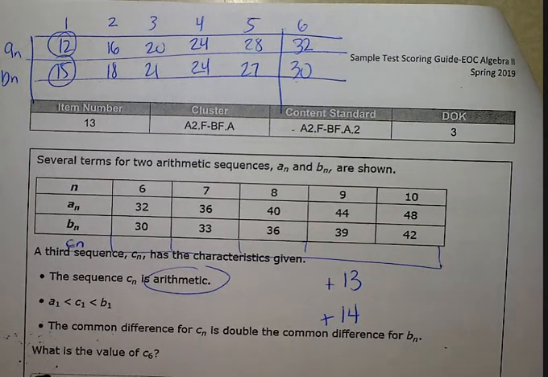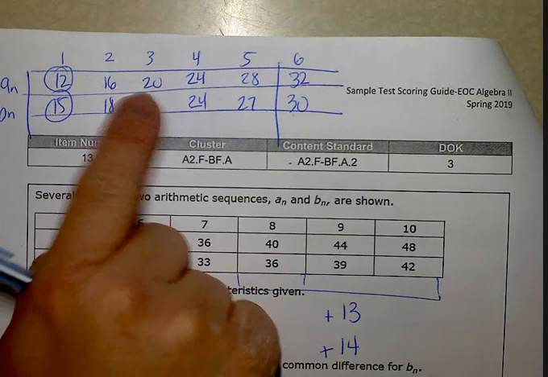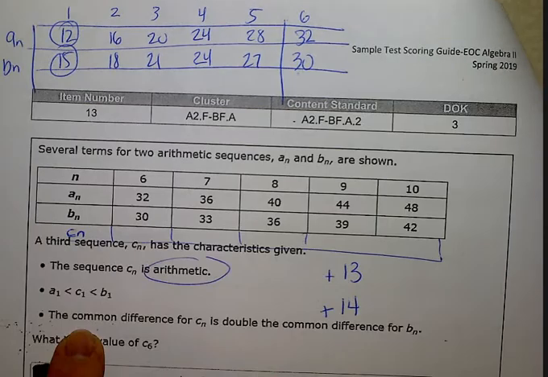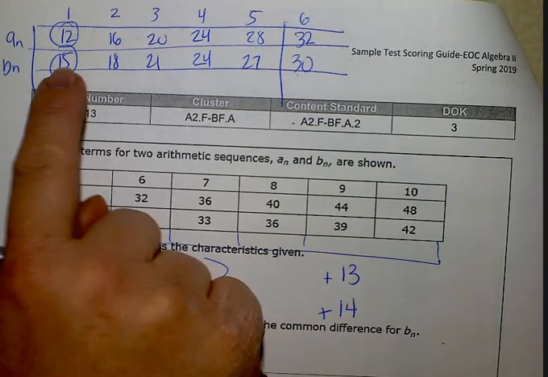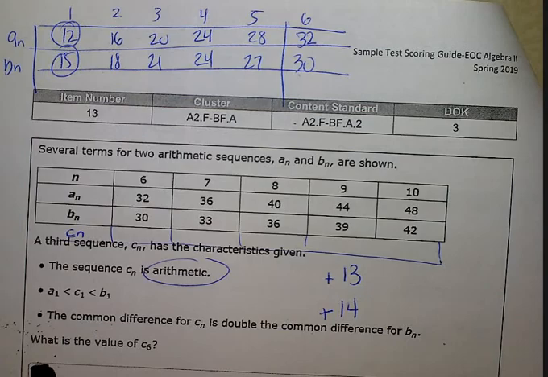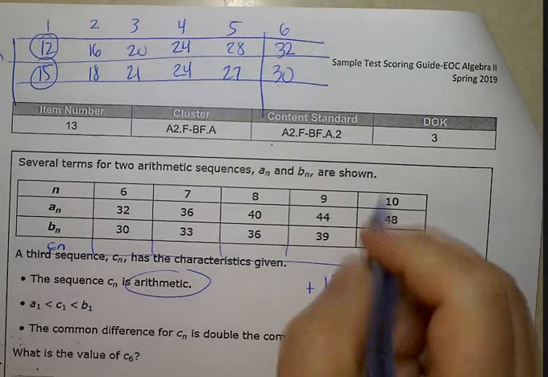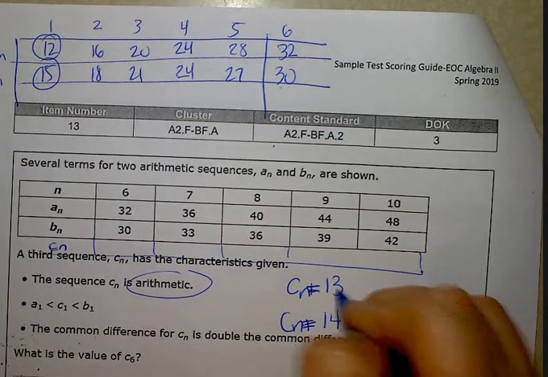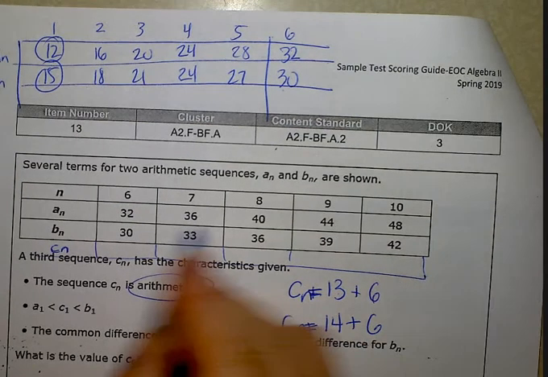And it says the common difference, like the common difference for A is 4, and the common difference for B is 3. For C, it says the common difference is double that of B sub n. So if B sub n has a common difference of 3, C sub n is 6. So how do I write this? Okay, here we go. Remember, C sub n equals C sub 1 plus the difference, which is adding 6, times n minus 1.